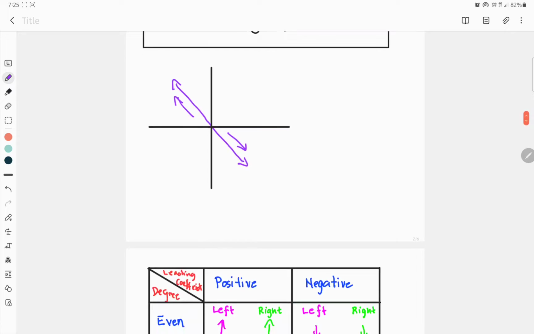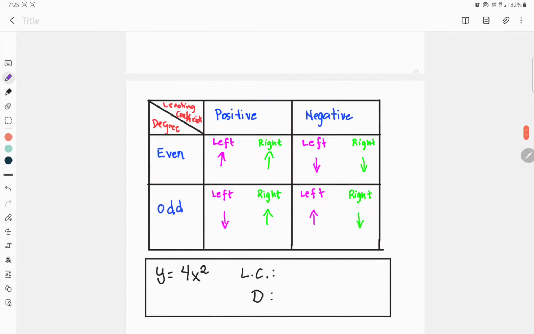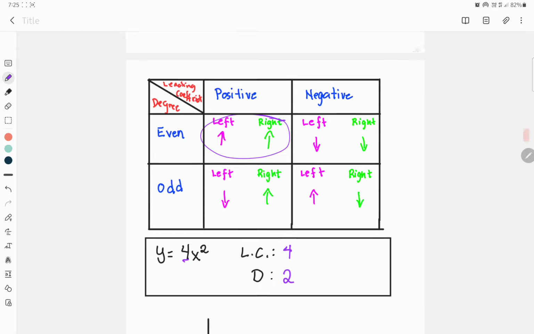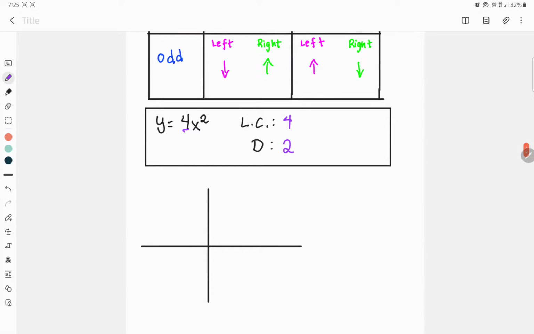Okay, now let's have another one. This is now a quadratic. Let's look at the leading coefficient. The leading coefficient is 4 and the degree is 2. Analyzing our table, the leading coefficient is positive and the degree is even. As you can see, for a quadratic, the behavior of the graph looks like this. On the right side, it is going up, and on the left side, it is going up as well. If you know how to look at the vertex, you would see the behavior of the leading coefficient from when you were in grade 9.